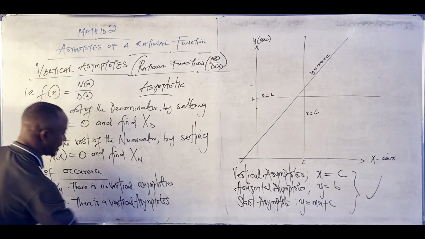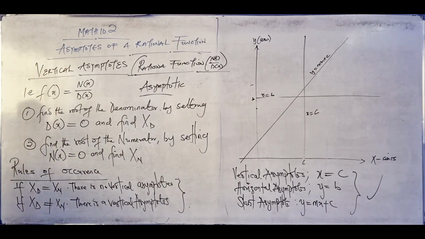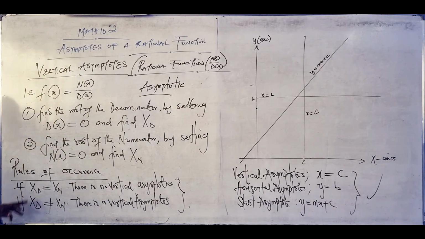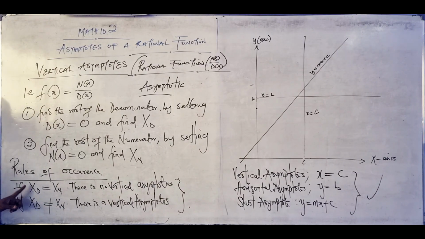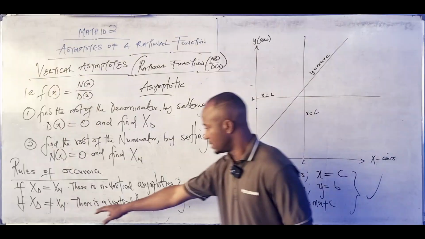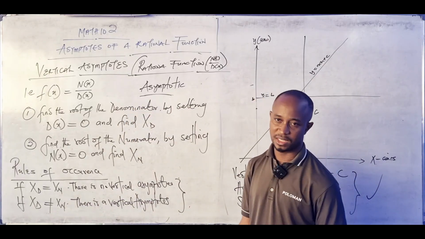Then I'll give you the shorter way to solve this. Put this down. This is the rule of occurrence. If the root of the denominator equals that of the numerator, it means there is no vertical asymptote. Then if they are not equal, it means there is a vertical asymptote.